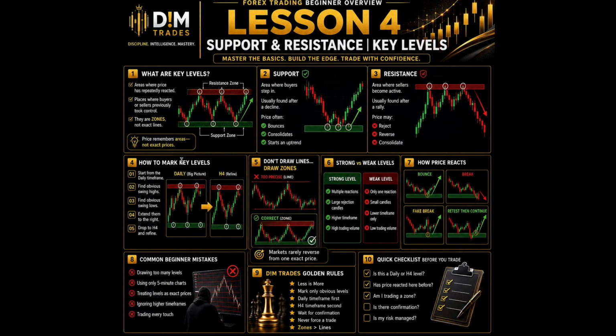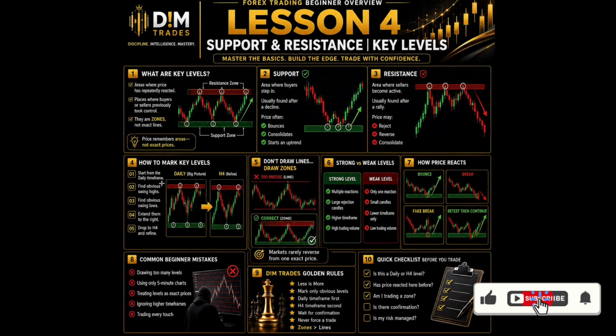So how to mark key levels? You start from the daily time frame. This is how I mark my own key levels, this is how I approach the market. Each time I open my trading device to trade or analyze the market, I go to the daily time frame. I look at the bigger picture, because when you're trying to trade on a very small time frame, like the M5, M15 and all of those, and you're trying to mark key levels from there, you might be getting the reading wrong.